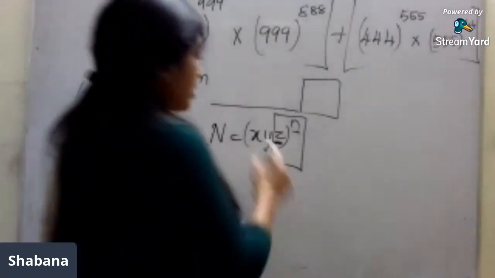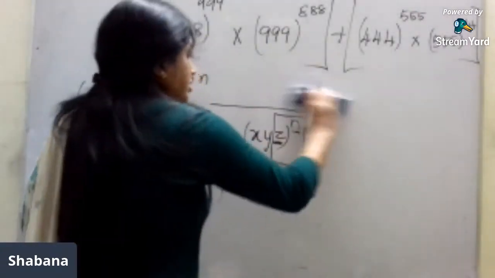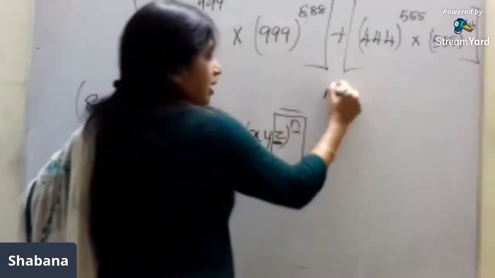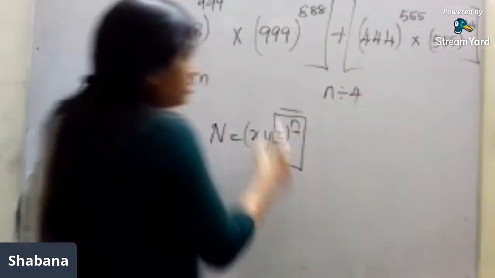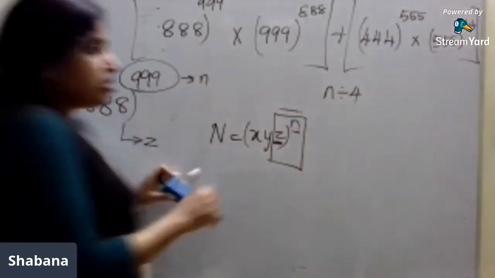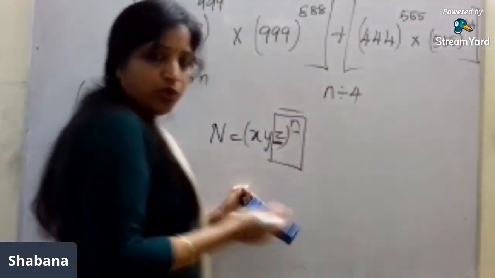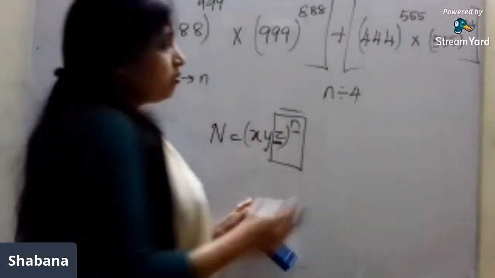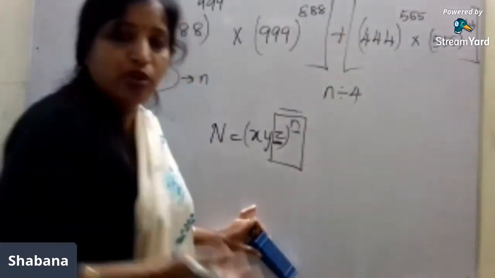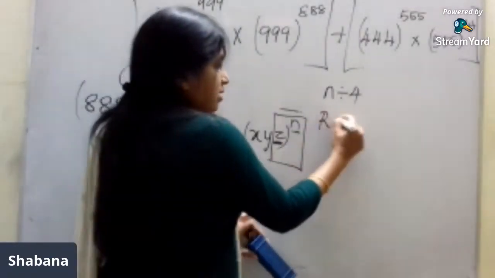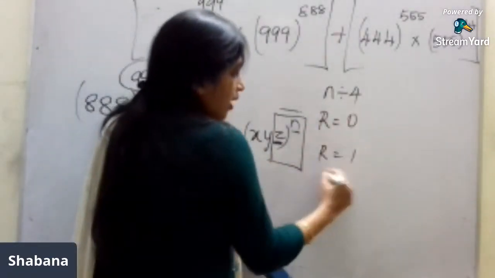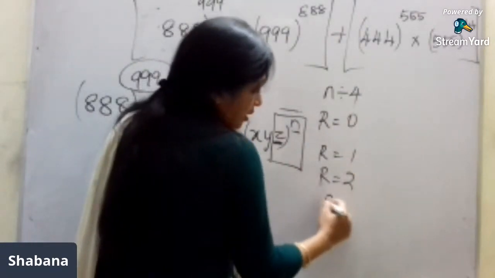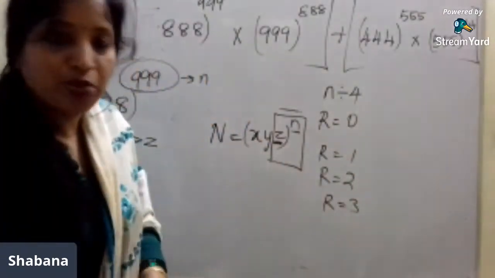Now, the next step is I divide n, the number in the power, by 4. Once you divide any number by 4, this comes under the remainder theorem. You have a possibility of getting remainder 0, remainder 1, remainder 2, or remainder 3.